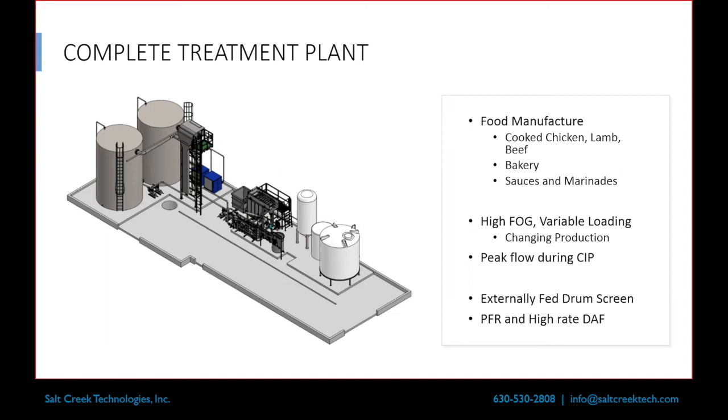It had fairly high FOGs, and then also had variable loading. So through the week, they might be making a bakery item one day and then a sauce and marinade the next day. And they're always cooking beef and chicken, so you have everything kind of coming down the line. And they had a really high peak flow. So one of their sauce lines, when it went through a CIP, the flow jumped from, I think on average about 100 GPM up to 600 GPM for a period of time.